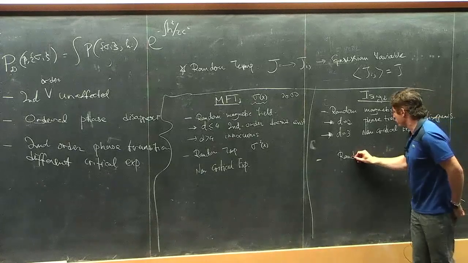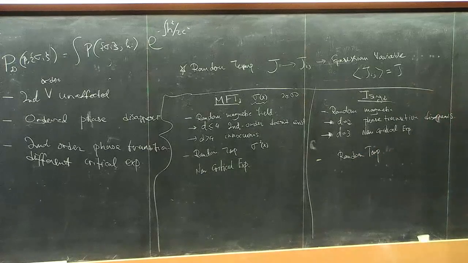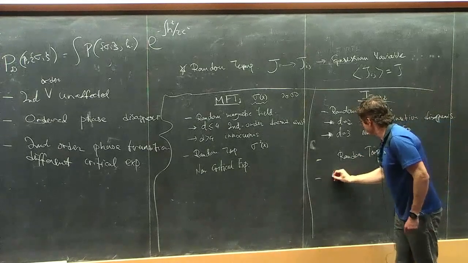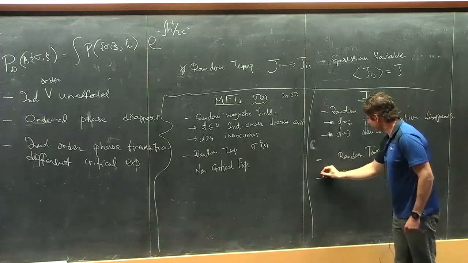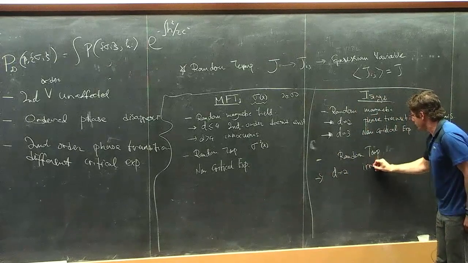Now, for the random temperature, I think that the behavior is somehow more benign. For the random temperature case, let's start from d equals 2. So in d equals 2, it's innocuous, so it's irrelevant.